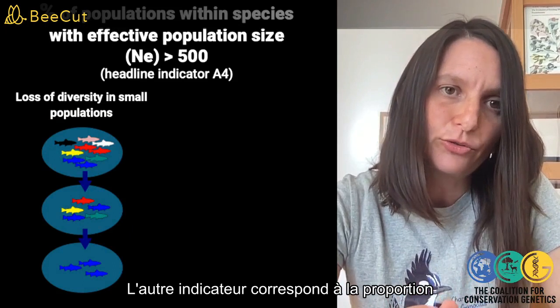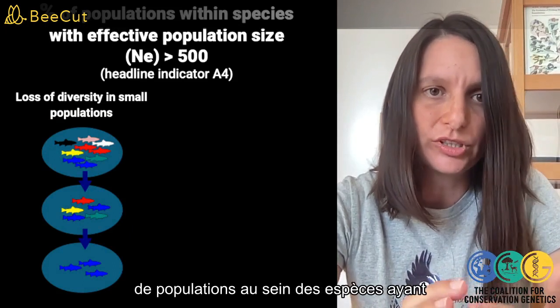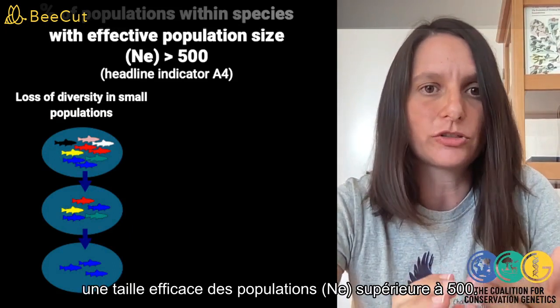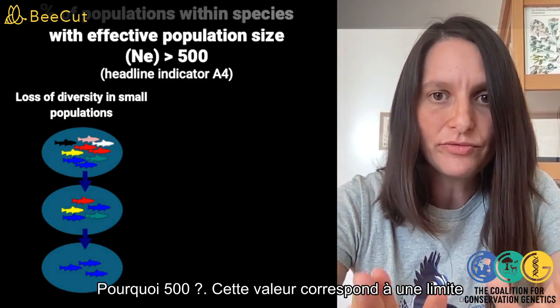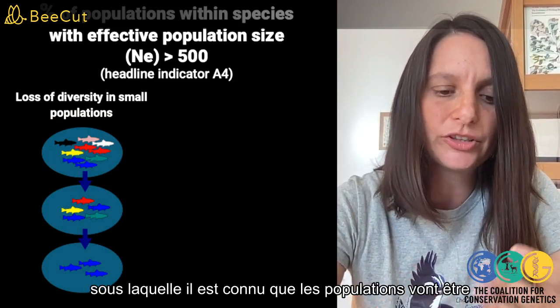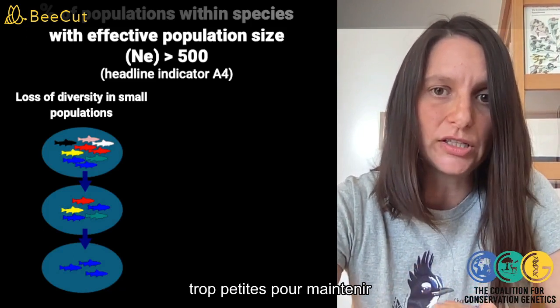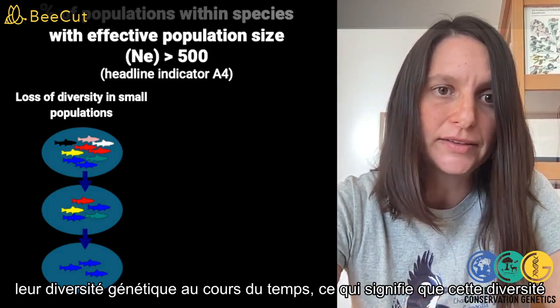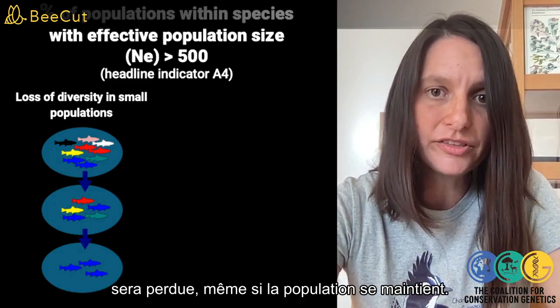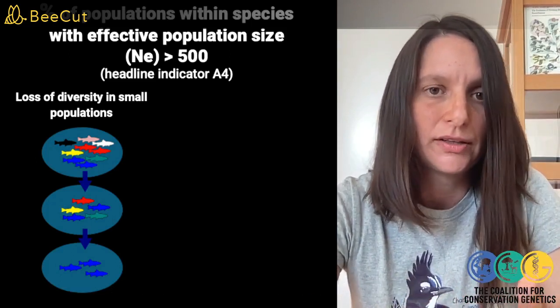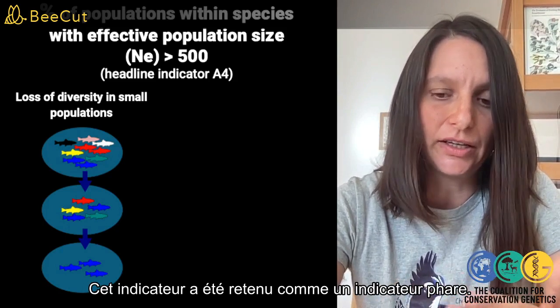The other indicator refers to the proportion of populations within a species with an effective population size above 500. Why 500? This is a number, a threshold, where populations are known to be too small to retain genetic diversity. And this means that diversity will be lost even if populations remain. This was adopted as the headline indicator.